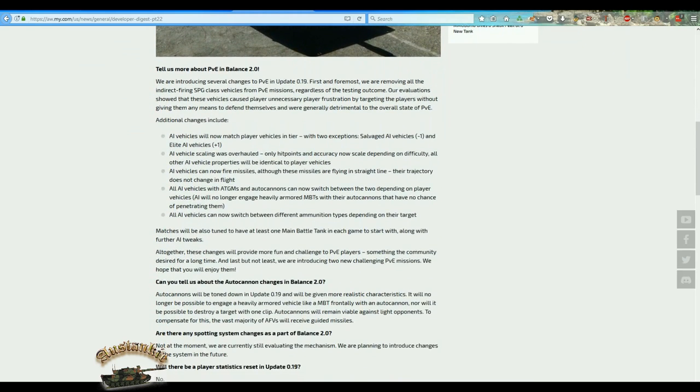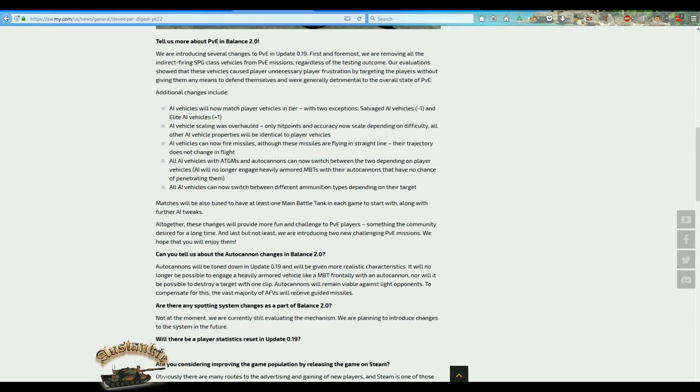So the first question, tell us more about PvE. It tells us we're going to introduce several changes in 0.19. They did, and it was good. The update to SPG, although the player kept his SPG, they removed elements of it like smoke and illumination.